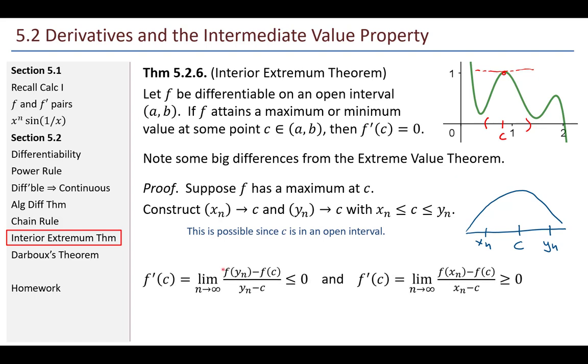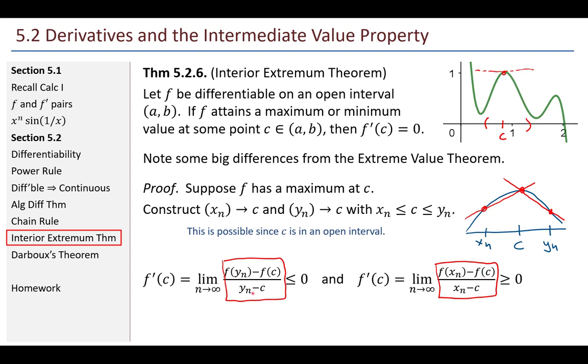Well, what's going to happen? Let's take a look at this fraction, f of yn minus f of c over yn minus c. That represents a slope. And since c is a maximum, that slope has to be less than or equal to 0. And what about if I connect on the other side? f of xn minus f of c over xn minus c. That fraction represents a slope, and that slope must be positive, or possibly 0, but certainly not negative.